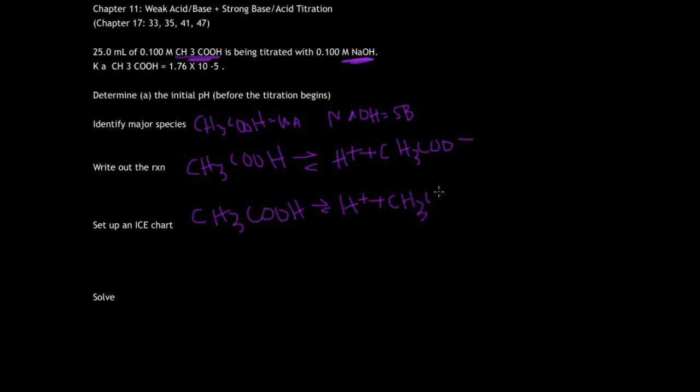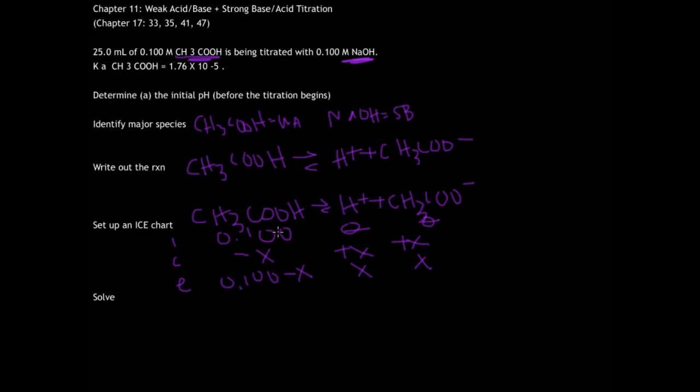So I'm going to set up my ice chart. If all that is in there is the weak acid, this is a pretty general problem for a weak acid. You start off with 0.1 molar, 0, 0. You gain X. Again, this is really right now a weak acid problem. This isn't even a titration problem yet.